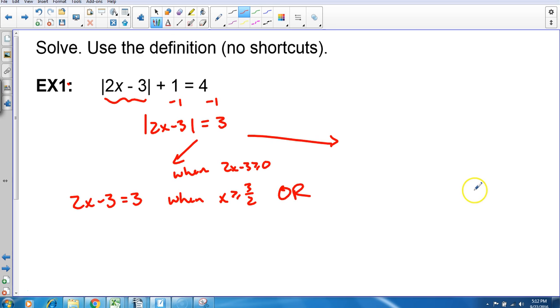The other case is when 2x minus 3 is less than 0. So whatever's on the inside, when that's less than 0, or in other words, simplifying, when x is less than 3 halves, you can go through and solve that by yourself. When x is less than 3 halves, I'm looking at the negative version of this.